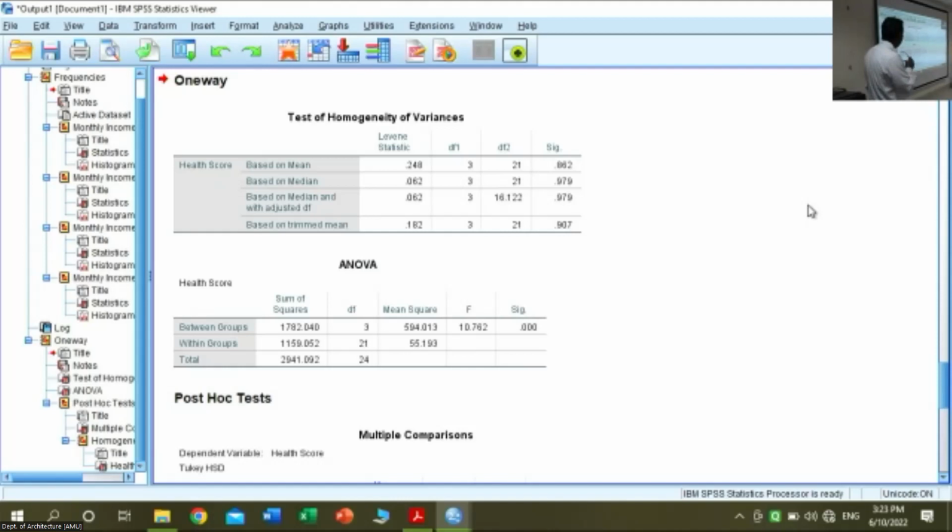Here, this table shows the overall significance of the model. The p-value is 0.000. That means this model is highly significant, that means this is a useful model for your data. So the p-value is 0.000, which means your null hypothesis, whatever you stated earlier, will be rejected.